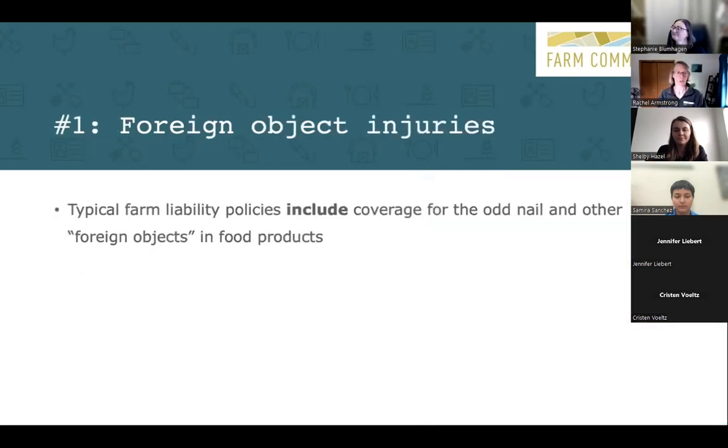Okay, so number one, foreign object injuries. This is our first coverage trend. Typical farm liability policies include coverage for the odd nail, nut and bolt, or other foreign object that can turn up. So this is most inclined to happen in things like salad mixes, bagged spinach, and other crops where loose items can get dropped in and lost, end up on a fork and go into someone's mouth. In all of the policies that Farm Commons has reviewed, injuries caused by foreign objects, basically anything that is not food that finds its way into the food, that's covered.